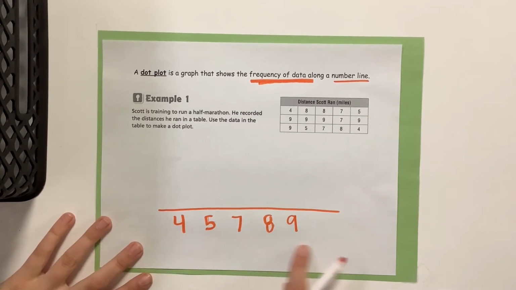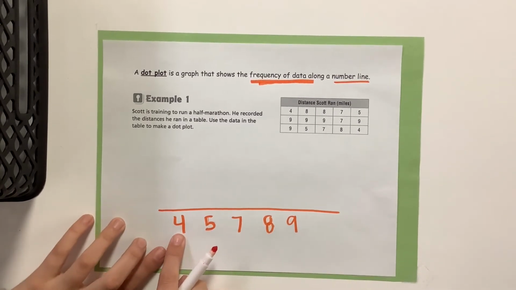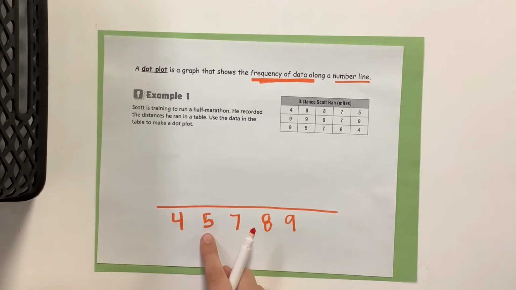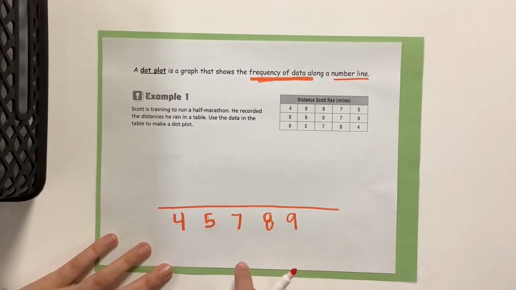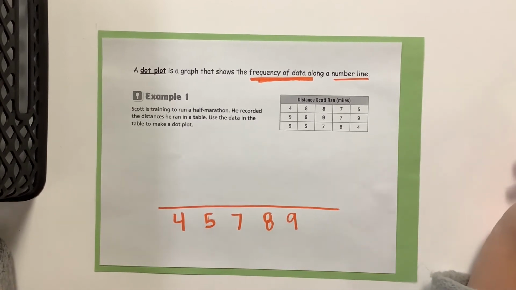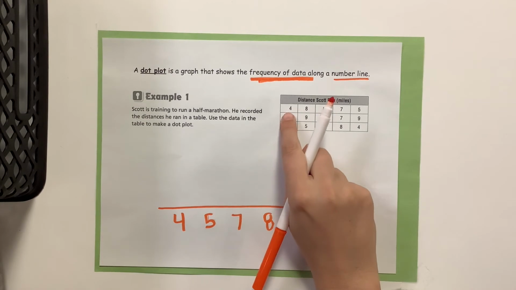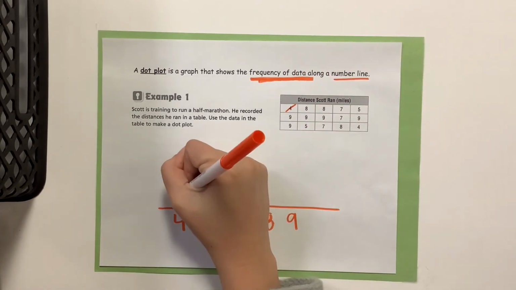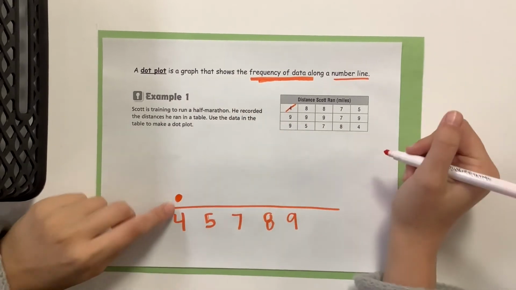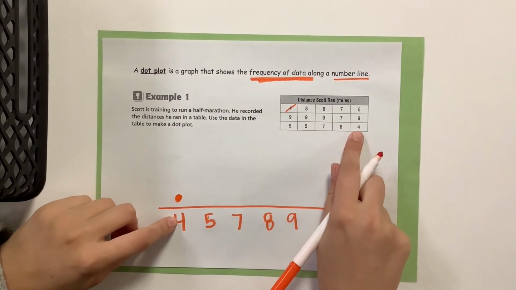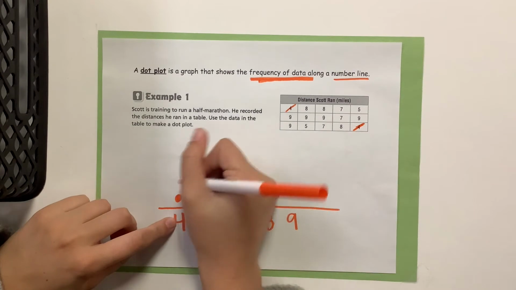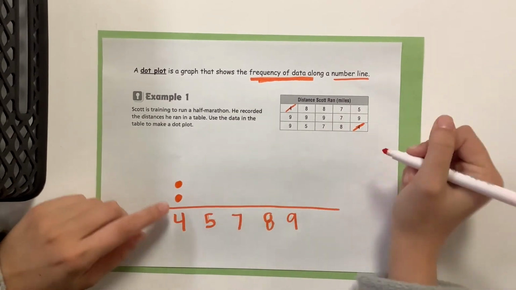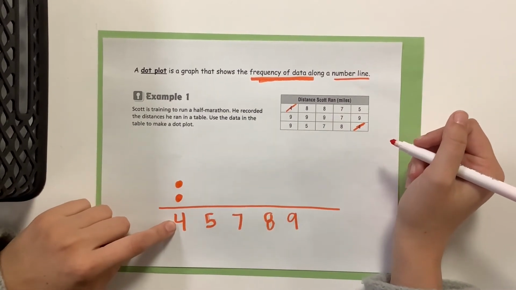So we ordered our numbers on this number line. So sometimes he ran 4 miles, sometimes he ran 5 miles, sometimes he ran 7 miles. So just like the frequency table, we're going to figure out how many times did he run 4 miles. So I see 4 miles here. To represent this 4 miles, I'm going to put a dot. So one time he ran 4 miles. Oh, here's another one, 4 miles. So I'm going to put another dot. 2 times he ran 4 miles.